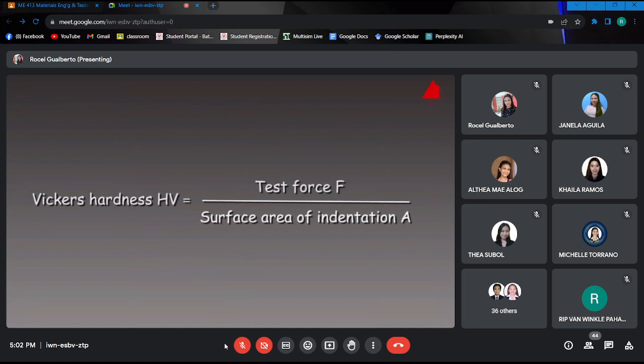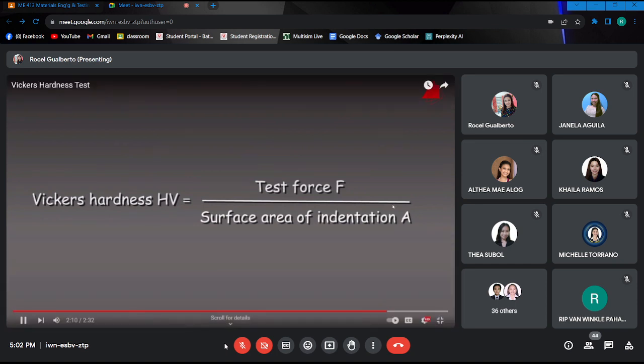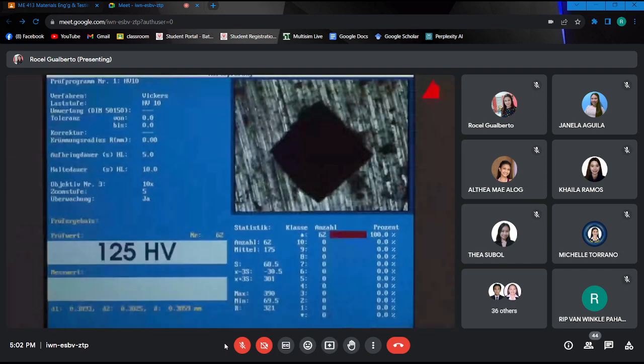It is equal to the test force F in the old unit kilopond divided by the area of the indentation A in square millimeters. The Vickers hardness of a compressor wheel is displayed on the bottom left-hand corner of the screen and amounts to 125.